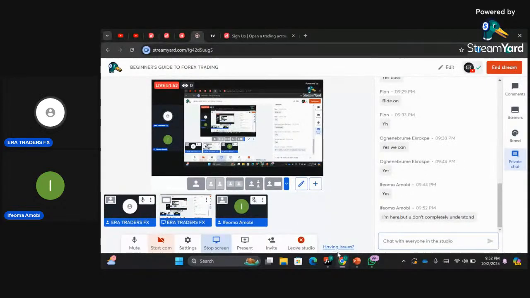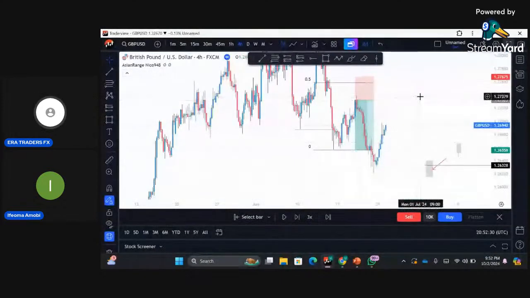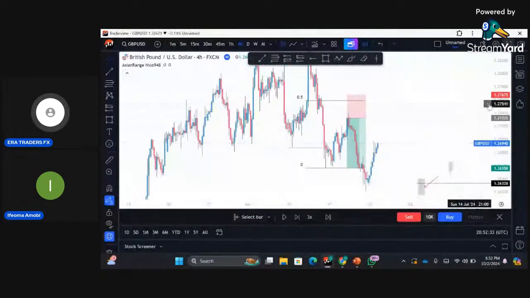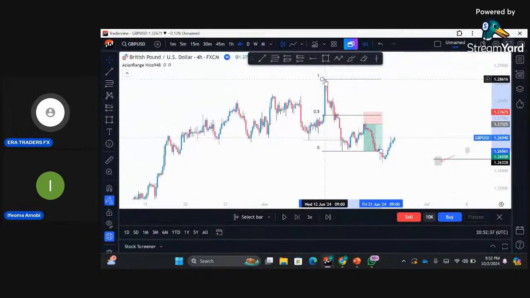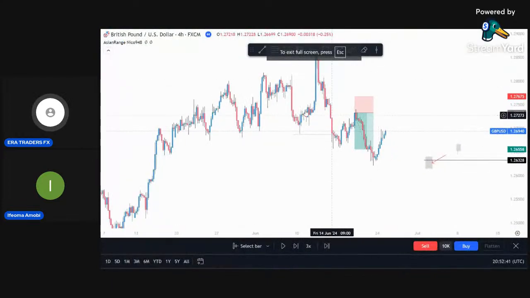What I'm basically showing you is how the market moves. As the market is moving with what the market did previously, that's what's called price action. With what the market did previously, you can analyze or tell where the market will go.